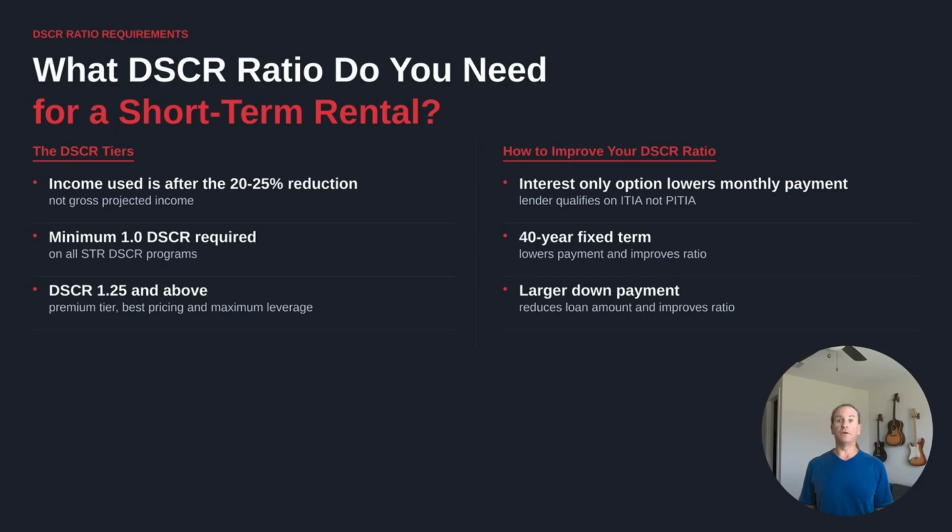Ideally, 1.25 for the best rate and terms, so there's some cushion in there. Interest-only options are available, 40-year terms. If that debt service coverage ratio gets tight, that's certainly an option too. Or obviously, which goes without saying, a larger down payment if that's what you've got to do to make the deal work, if that's possible or feasible.